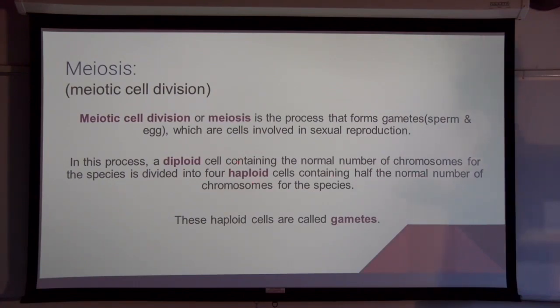So this haploid cell forms in the gonads. This occurs when you're making the sperm and the egg cell. So this will occur in the testes, and if it's a female, in the ovaries. So meiosis takes place only in the gonads. Everywhere else in your body, it's mitosis.